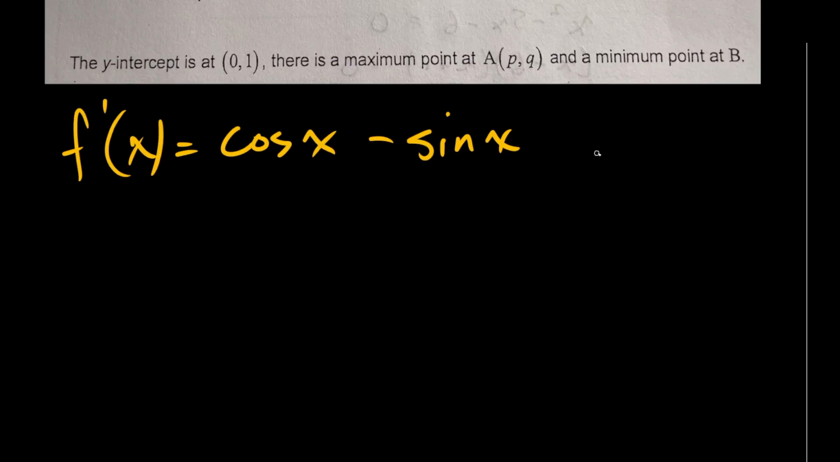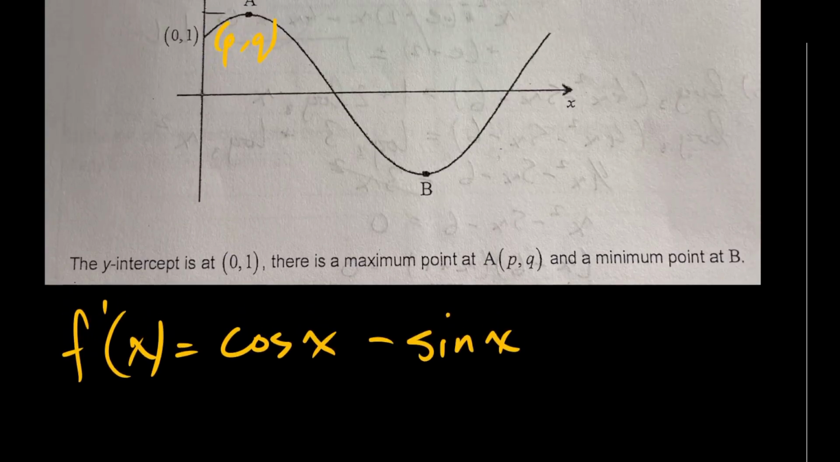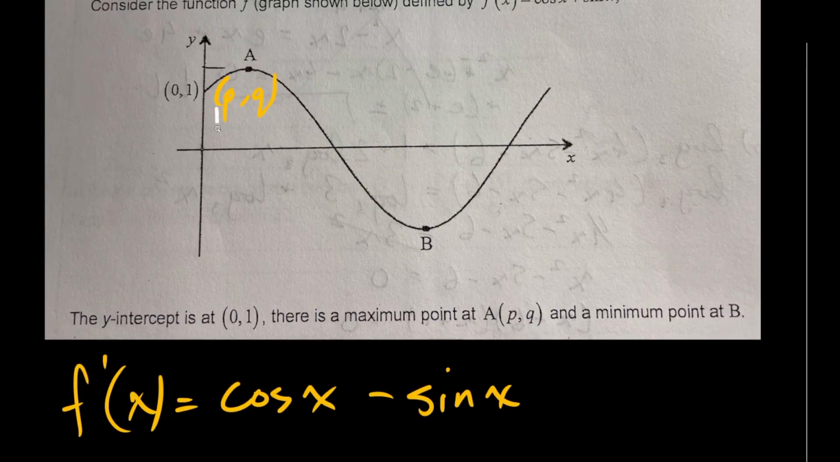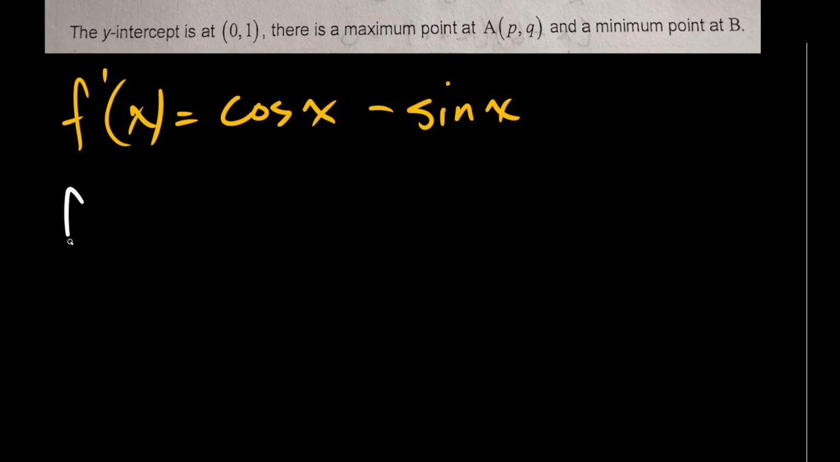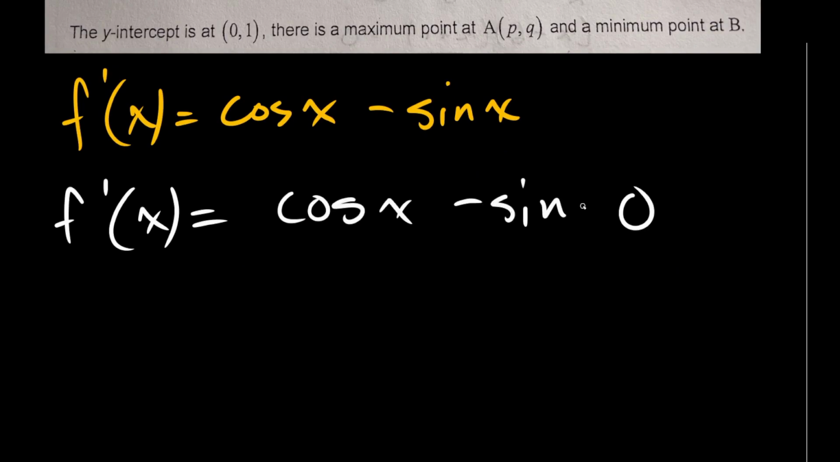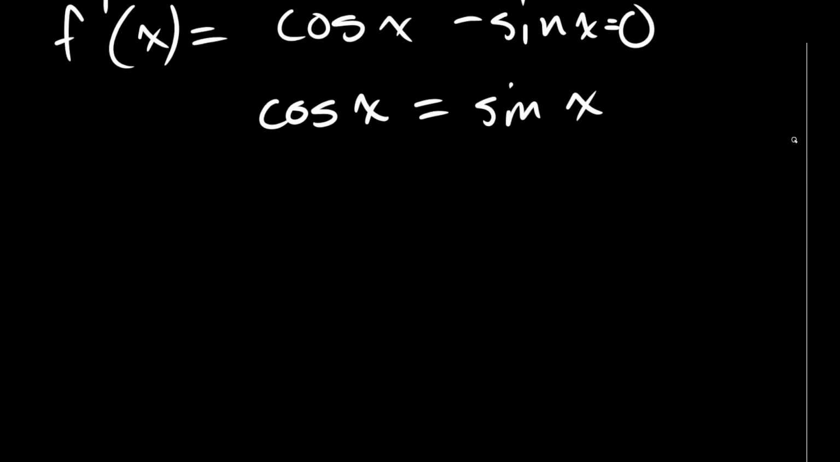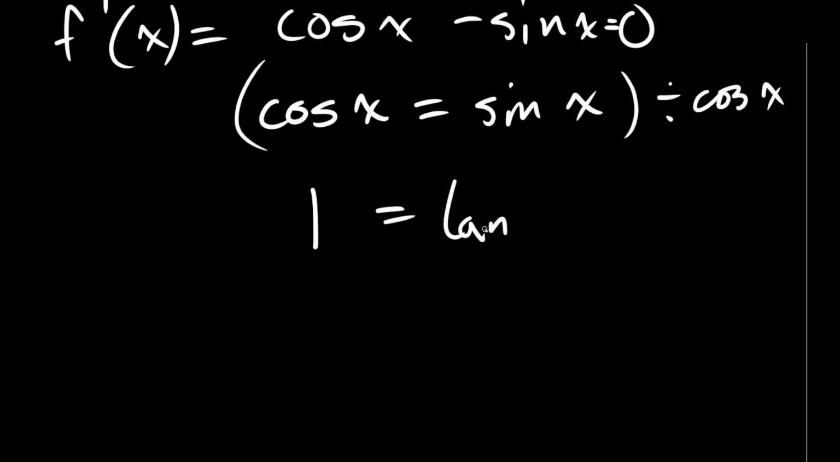So to find where we have a maximum, and then find the y value later, we need to find the x value, p, first. So we need f prime of x equals 0. I'm going to set cosine x minus sine x to 0. And this is interesting: we can add sine x to both sides. This is just one specific trick you'll have to remember. And then we're going to divide both sides by cosine x. So cosine x over cosine x is 1, and sine x over cosine x is tangent x.